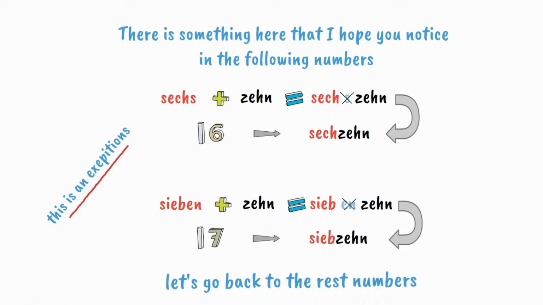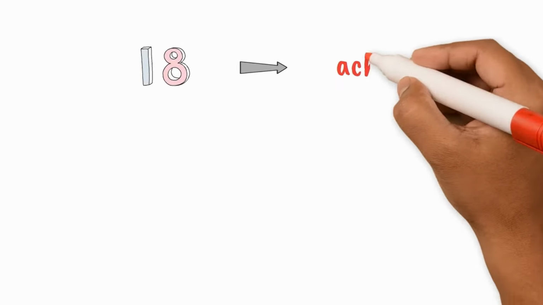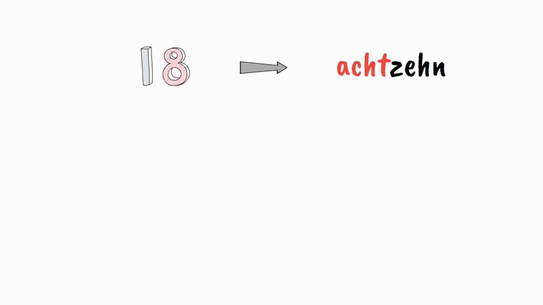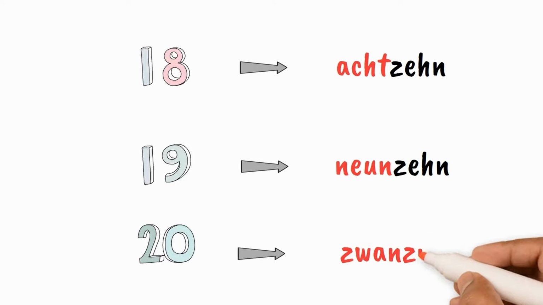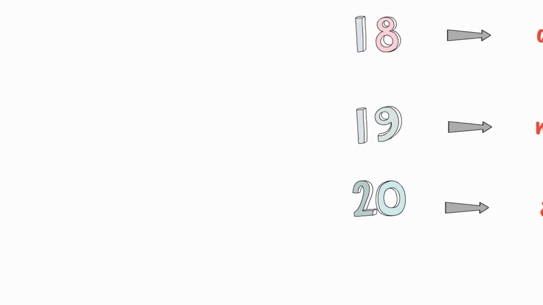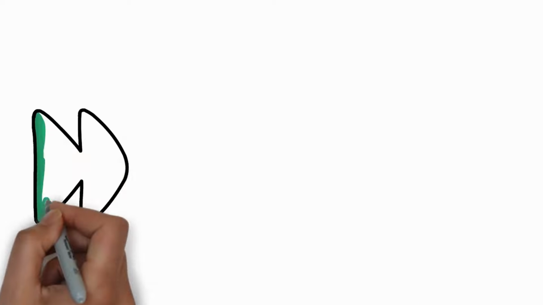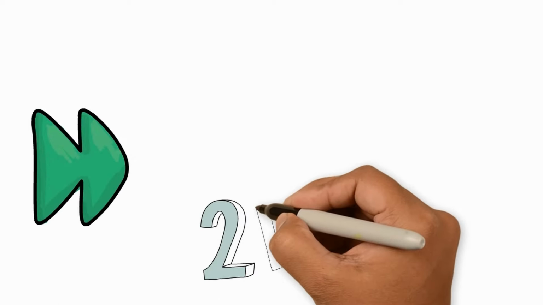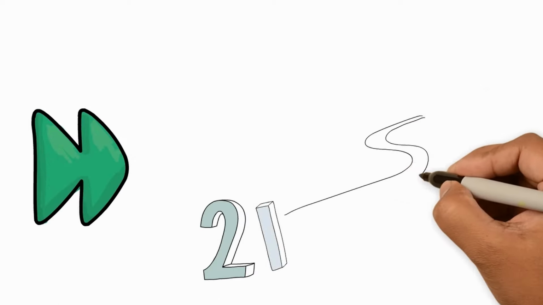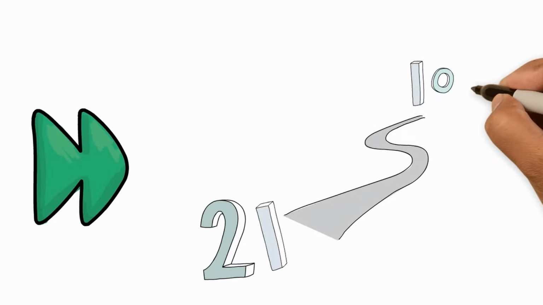Let's go back to the rest of the numbers. 18, 19, 20. This is the first part, and in the second part we will learn the numbers from 21 to 100.